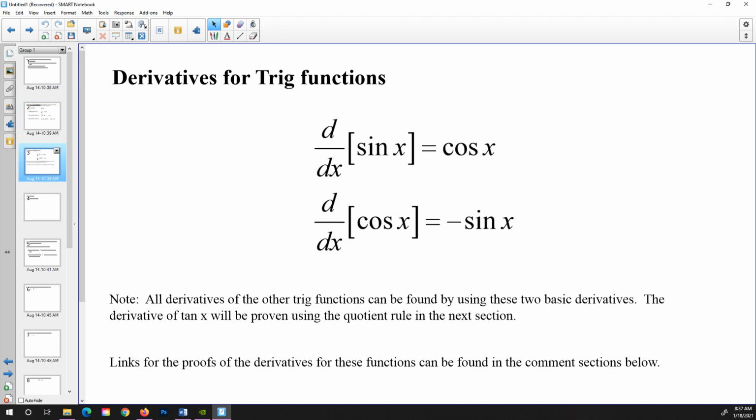Our first two derivatives of trig functions are going to be something that you're going to have to memorize here. The derivative of sine of x is going to be cosine of x, and the derivative of the cosine of x is going to be the negative sine of x. Note, all the derivatives of the other trig functions can be found using these two basic derivatives. The derivative of tangent x will be proven using the quotient rule in the next section. The links for the proofs of the derivatives of all these functions can be found in the comment sections below.